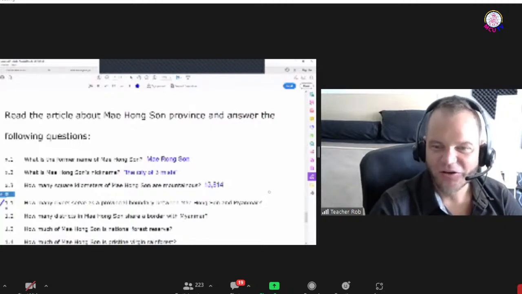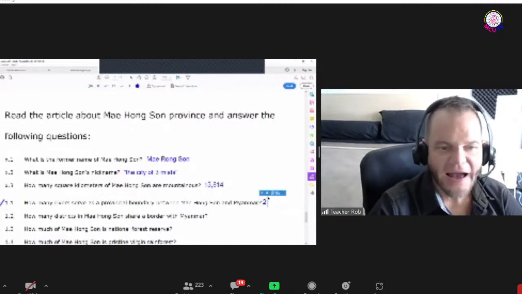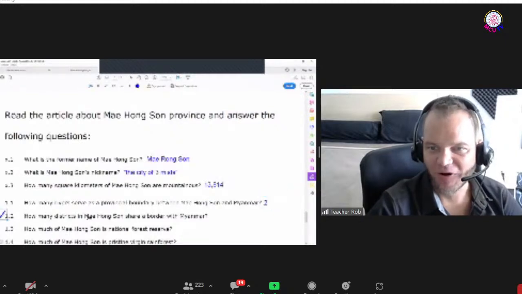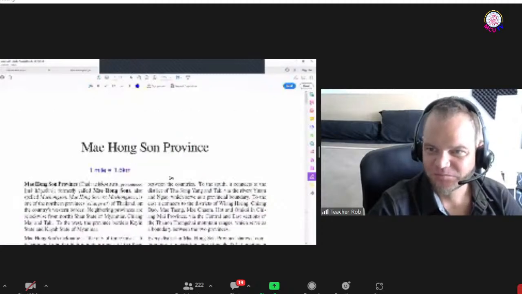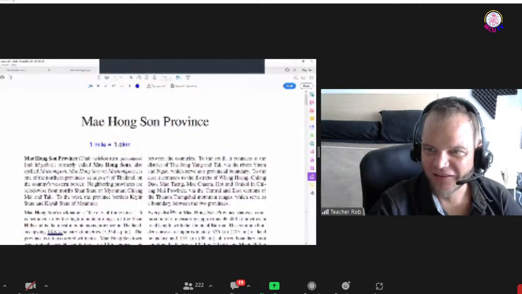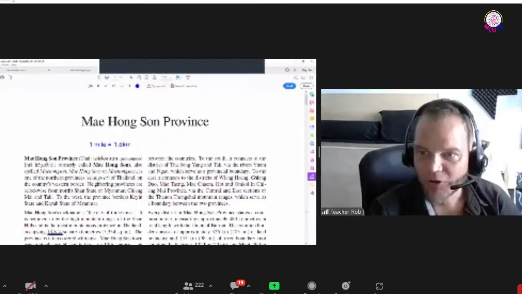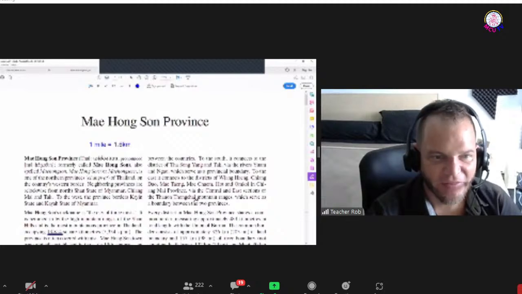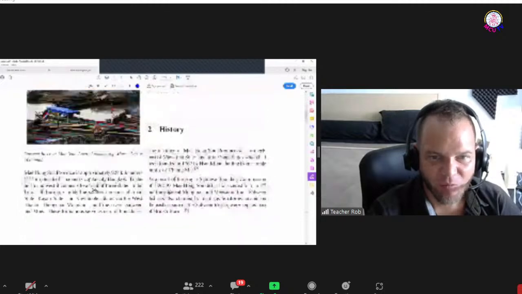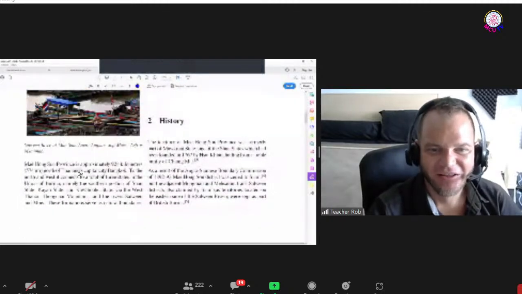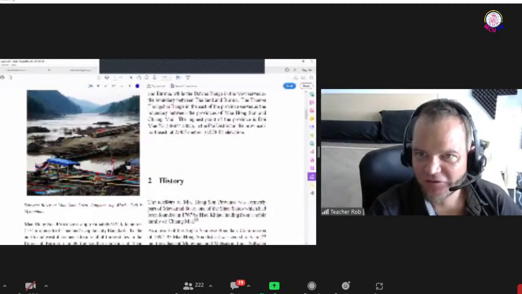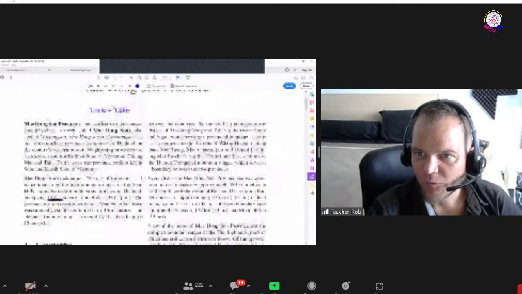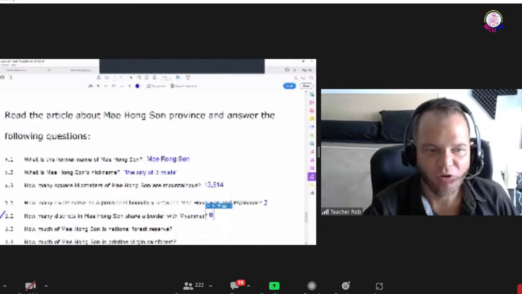Now, did you guys see number 2? How many districts in Mae Hong Son share a border with Myanmar? How many districts? I think it is 7. Well, it says to the east we have the Thanon Thongchai mountain ranges, and then they talked about the portions. So I think I see 6. 1, 2, 3, 4, 5. But we'll look into the next one.